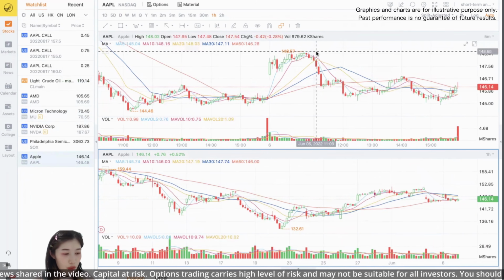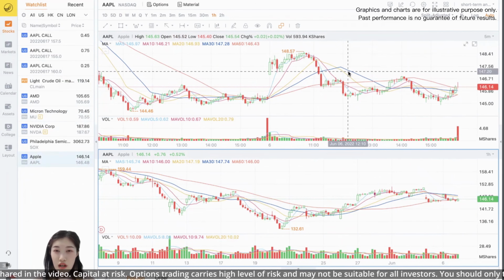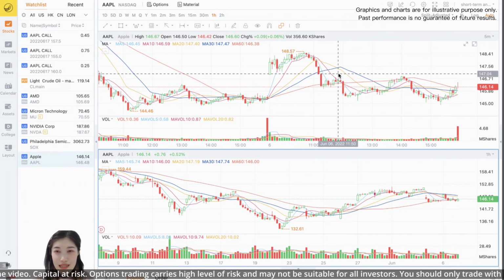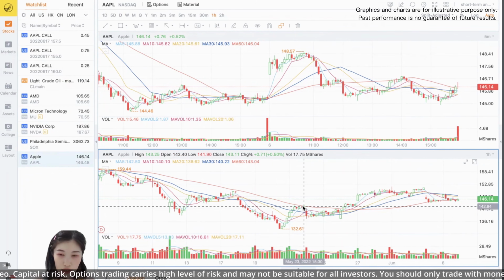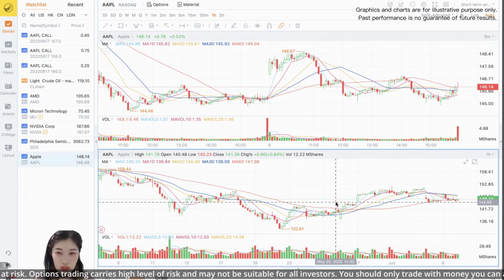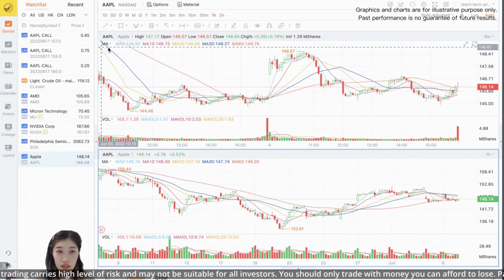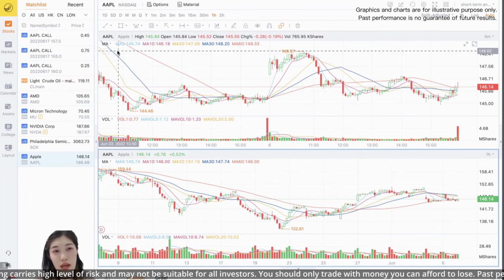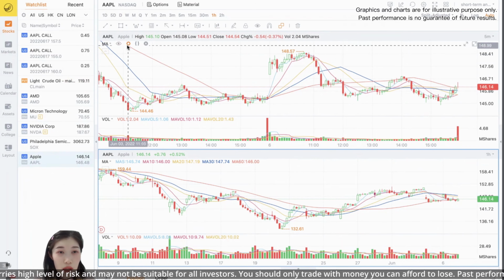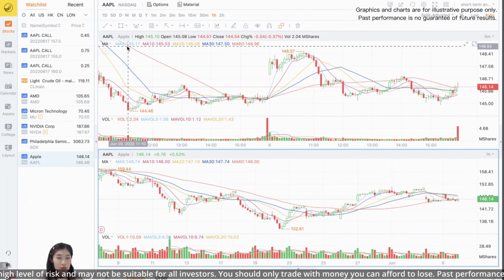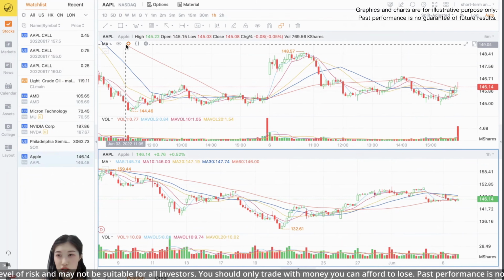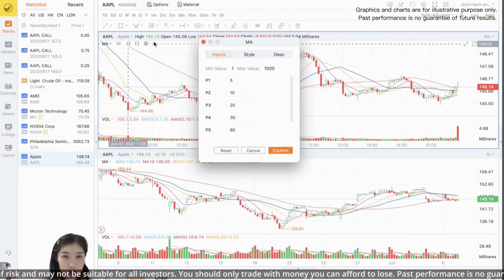Going back to Apple. The 5 minute chart here, we will use it to determine where I enter and exit. And for the 1 hour chart, I will rely on it to see the overall trend of the day. Now, as we can see here, the technical indicators are still MA. I know a lot of day traders would prefer VWAP. I can change the 5 minute chart to VWAP.